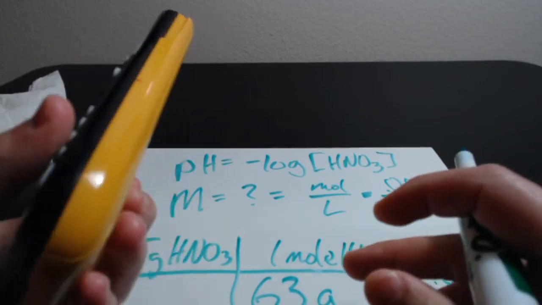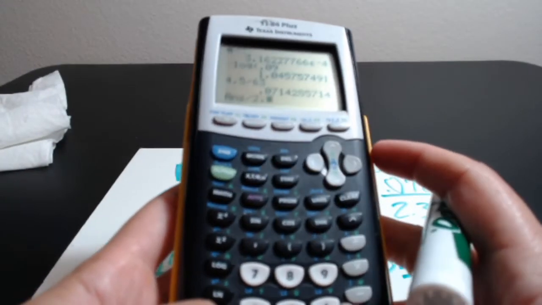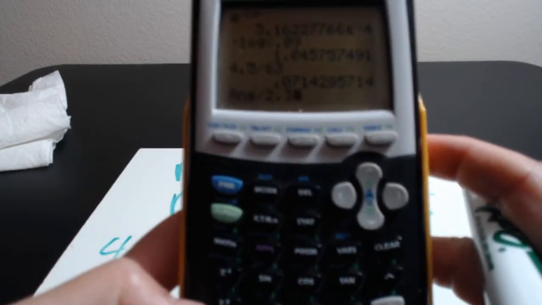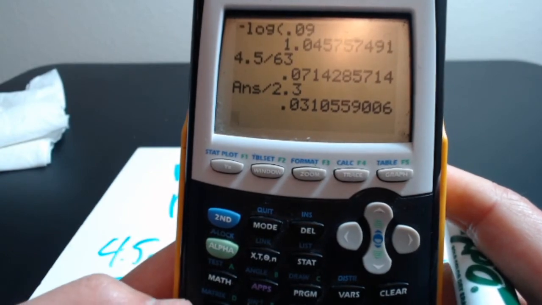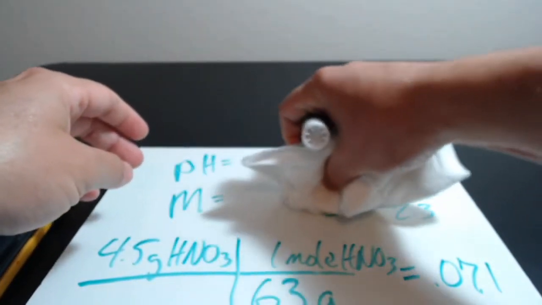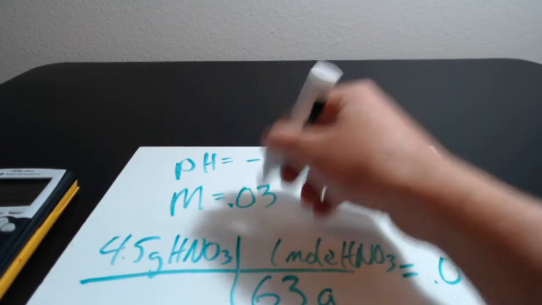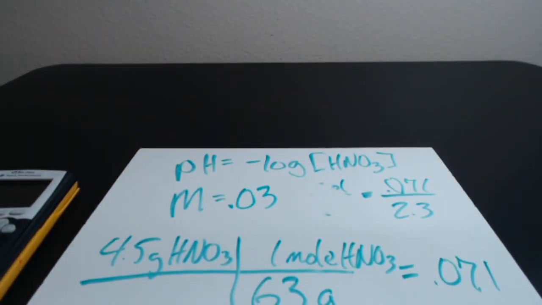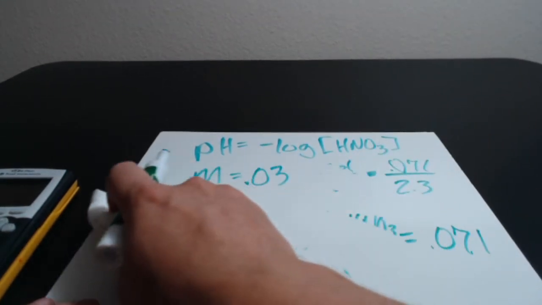Alright, now we can use that to figure out our molarity. 0.071 divided by 2.3. And there's our molarity, 0.03. So I'm just going to go ahead and write that down, 0.03. Alright, my whiteboard's not very big, so I'm going to have to remove some of this work.